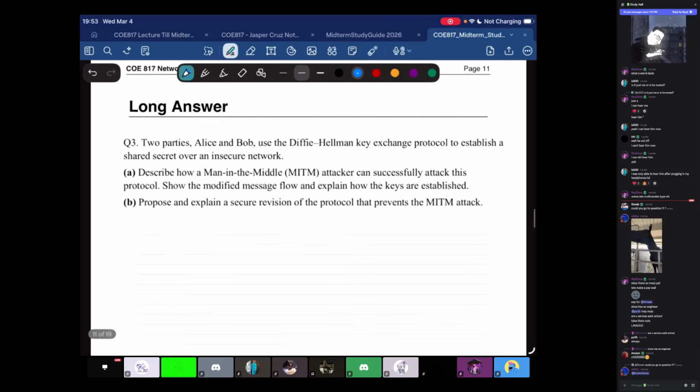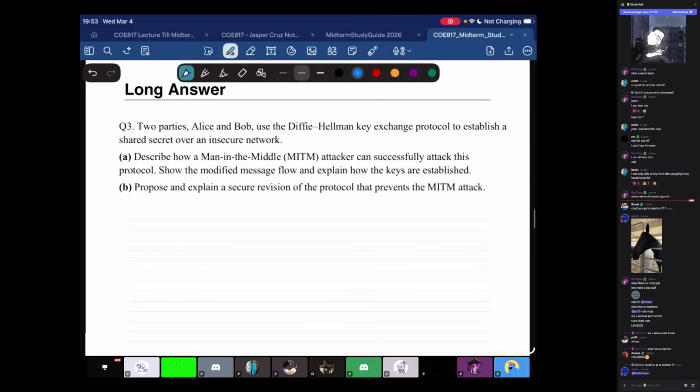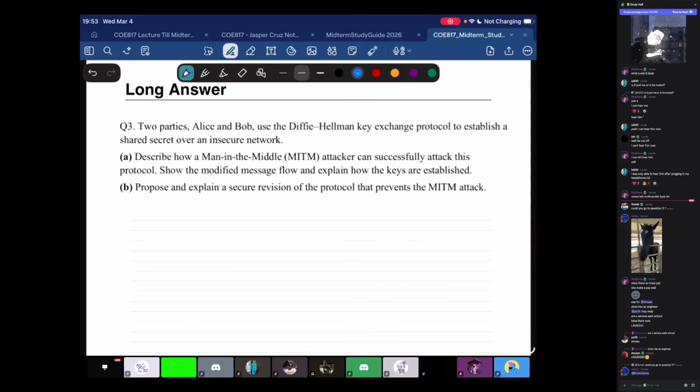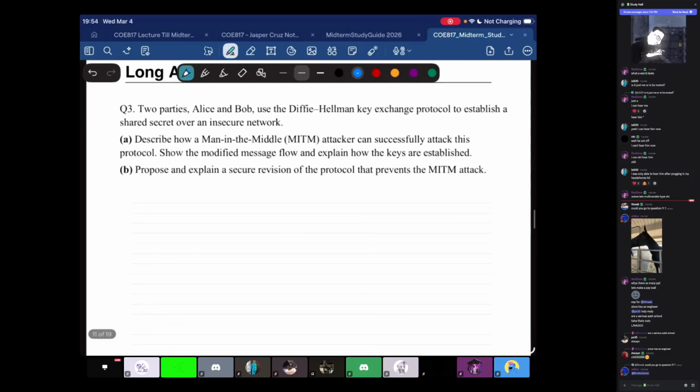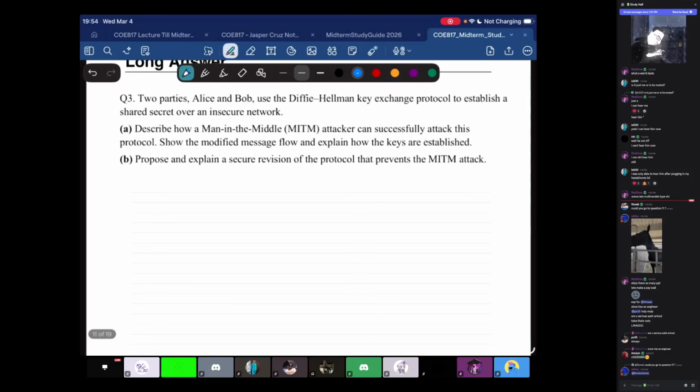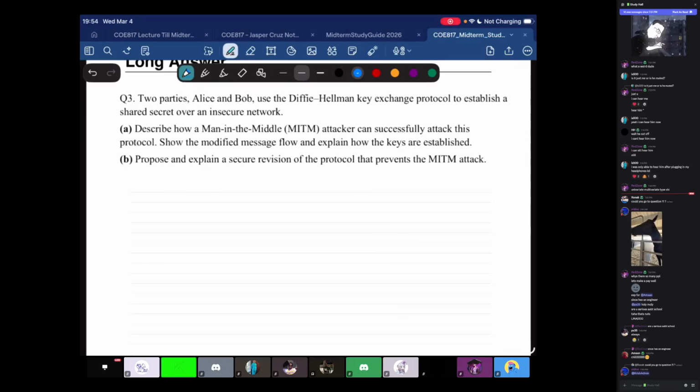So there will be a total of, I think, 7 or 8 long answers that we'll be going through. Hopefully, these are the ones that the prof posted in the 2026 midterm study guide. So we'll go through all of them to verify that everything makes sense. Starting with question 3. Two parties, Alice and Bob, use the Diffie-Hellman key exchange protocol to establish a shared secret over an insecure network. Part A: describe how a man-in-the-middle attacker can successfully attack this protocol, show the modified message flow, and explain how the keys are established.